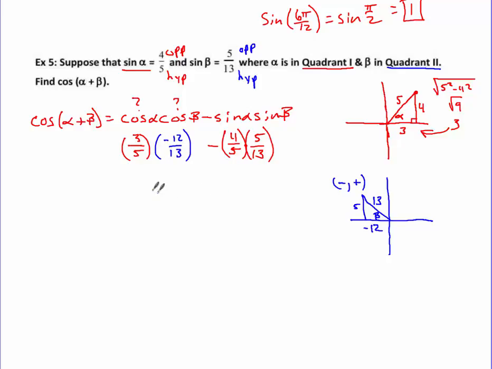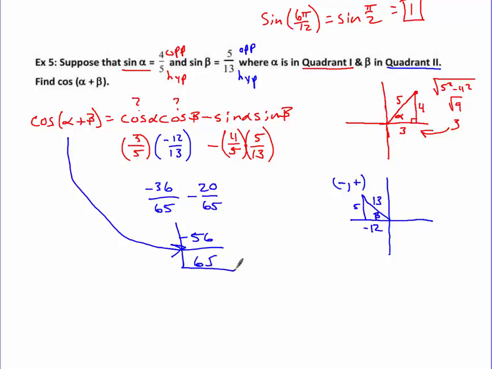Then we're going to multiply everything together. Negative 36 over 65 minus 20 over 65, same denominator, 36 minus 20, negative 56 over 65, and that is the value of cosine of alpha plus beta. Not pretty, but repeatable, and something I think you'll be pretty good at.